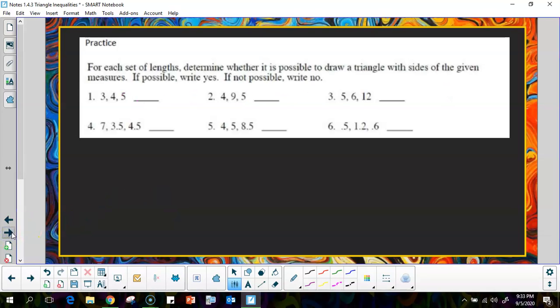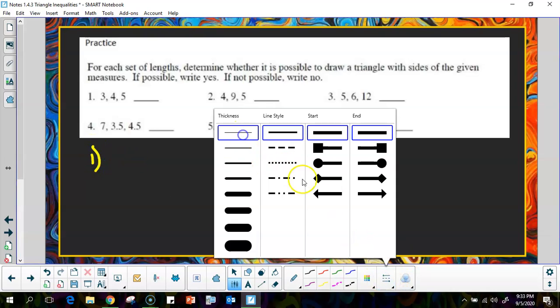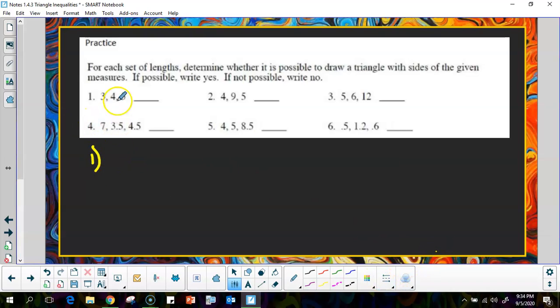All right, let's see if we've got some other examples here. So this was the first type of problem we did, where we're given those 3 lengths and we're asked to figure out if it's possible to have a triangle with those lengths. I'm going to do some down here. So number 1, let me get a better pen. All right, number 1, 3, 4, and 5.